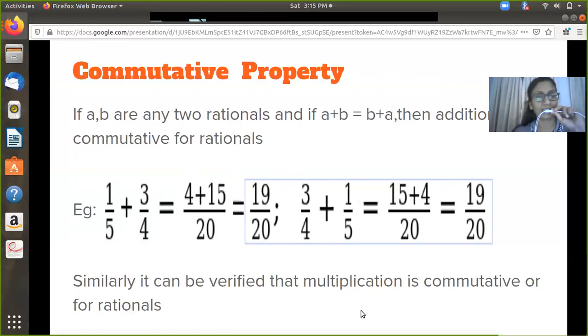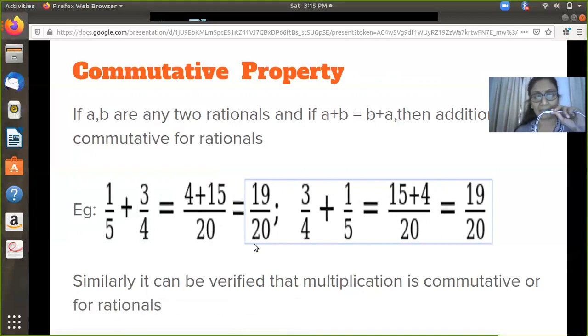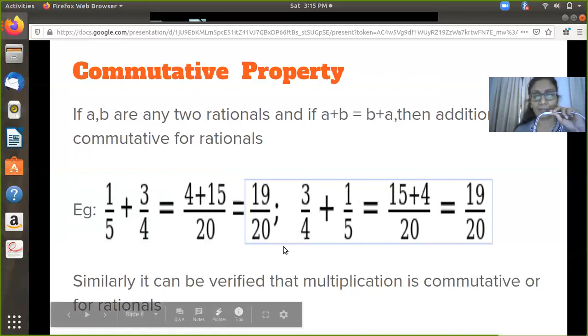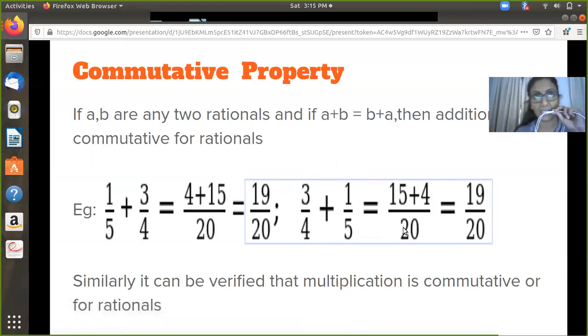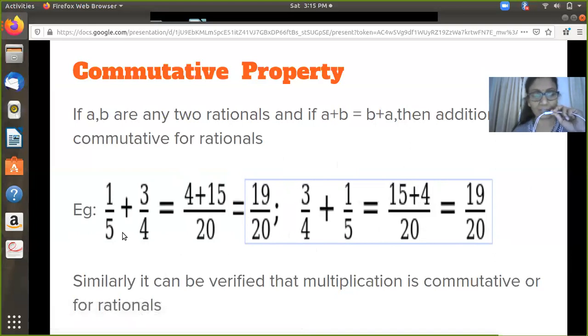So here I have taken two rationals, 1 by 5 and 3 by 4. And when I try to add them, you have seen it is 4 plus 15 whole divided by 20, which is nothing but 19 by 20. Now I have reversed the order of addition. I have taken 3 by 4 and I'm adding it to 1 by 5. Again, I see that I get 15 plus 4 whole divided by 20, which again happens to be 19 by 20. So you can see when I add it as a plus b or b plus a, I always get the same result on both the sides. And hence the generalization holds good that addition is commutative for rationals.